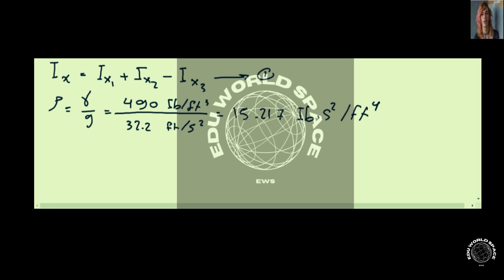Since all our moments of inertia are calculated in inches, we will convert the density to rho equals 1 over 12 power 4 multiplied by 15.217, so it's equal to 7.339 pounds second squared per inch power 4.